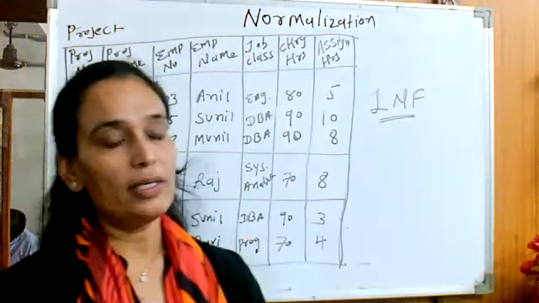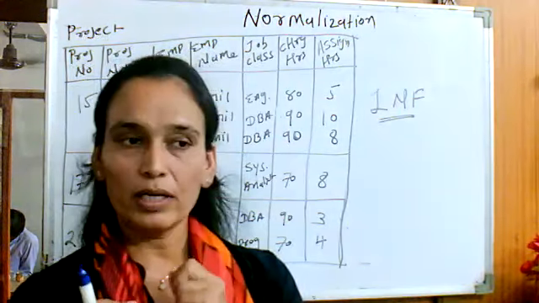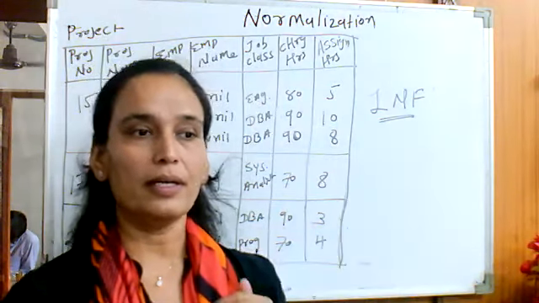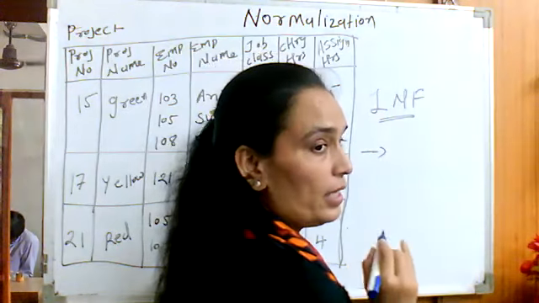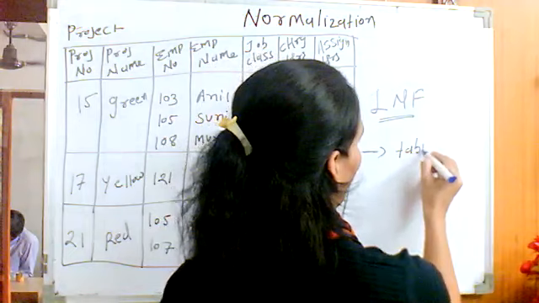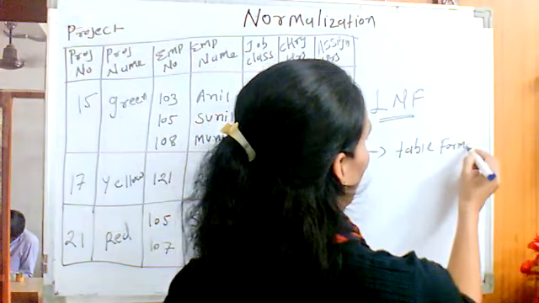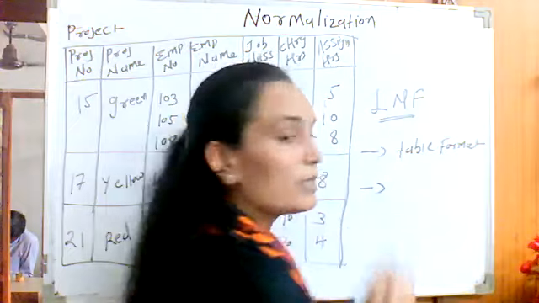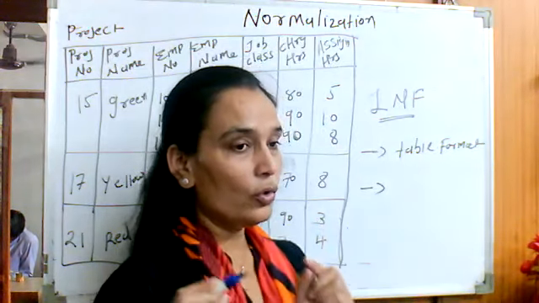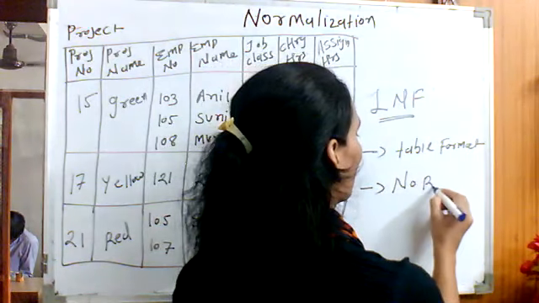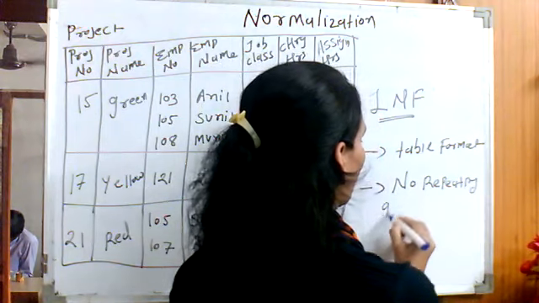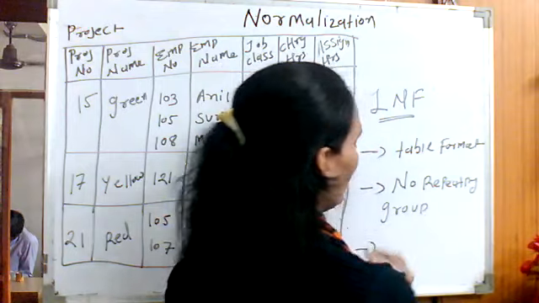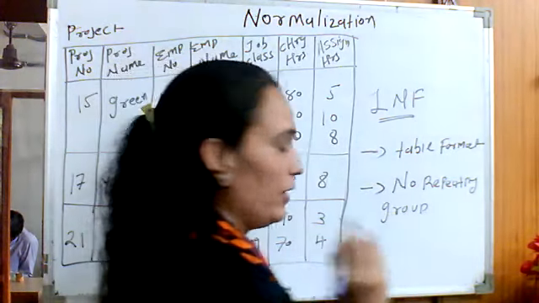Any table is in first normal form if and only if it satisfies some conditions. Which conditions? First, data should be in table format. Second, there should be no repeating group in the table. And third, the primary key should be identified.